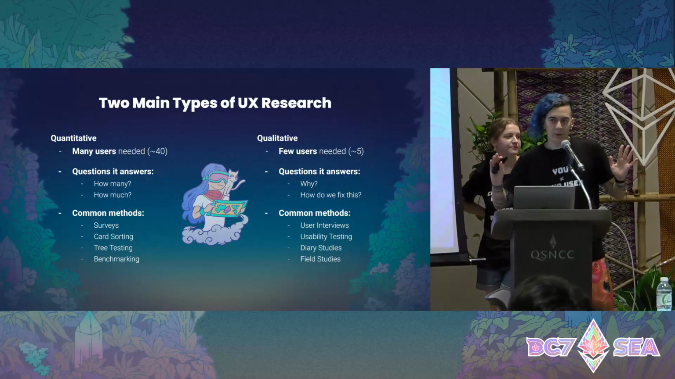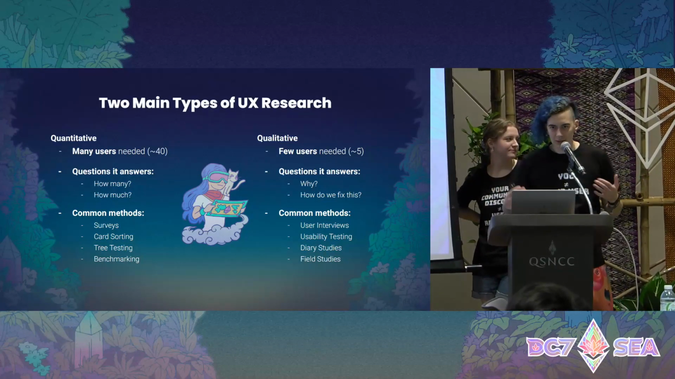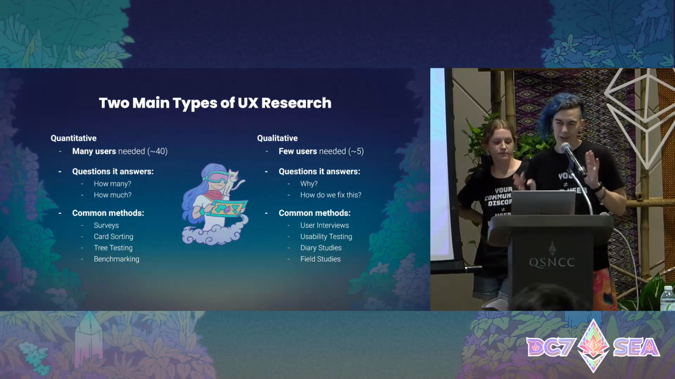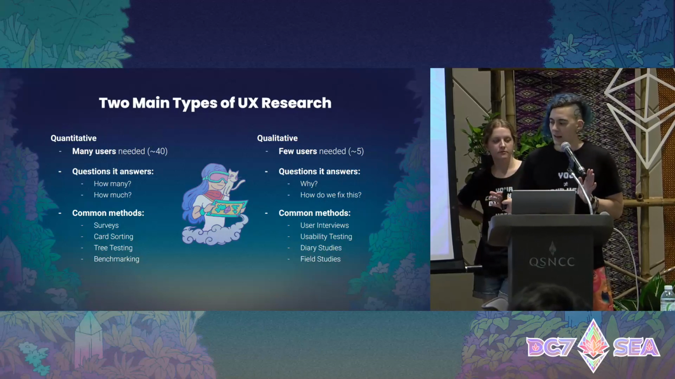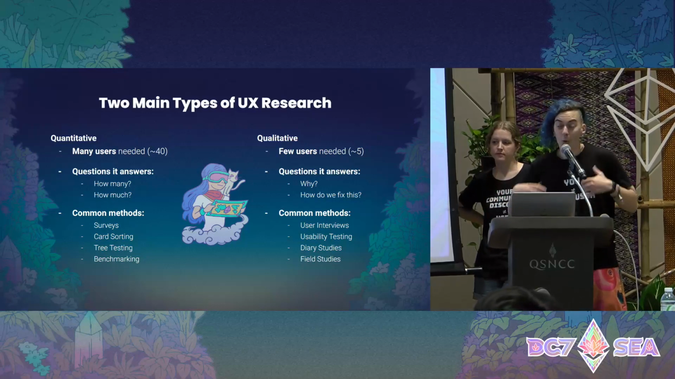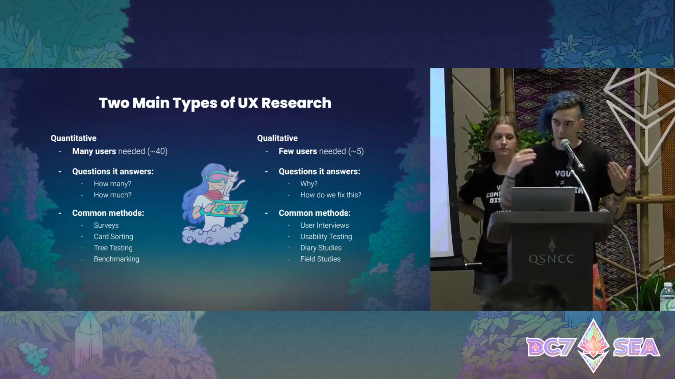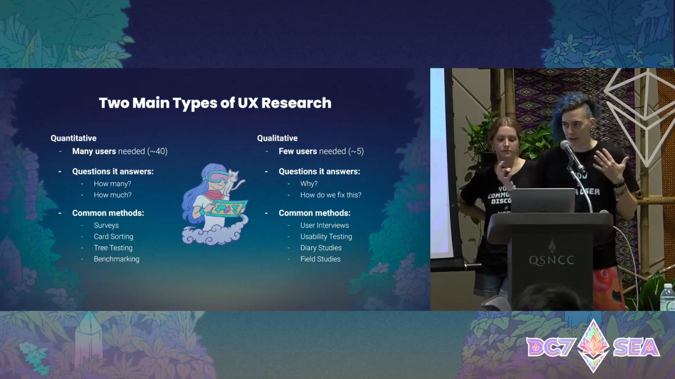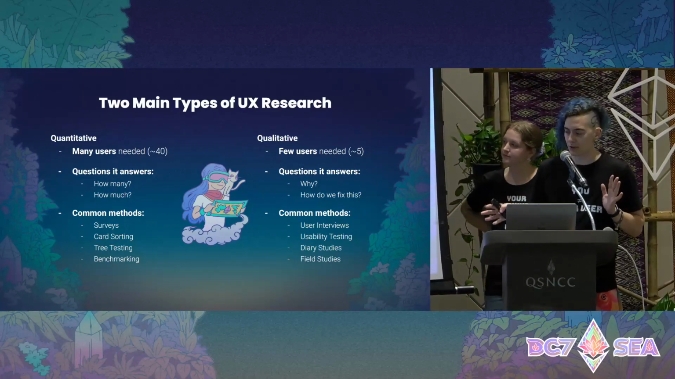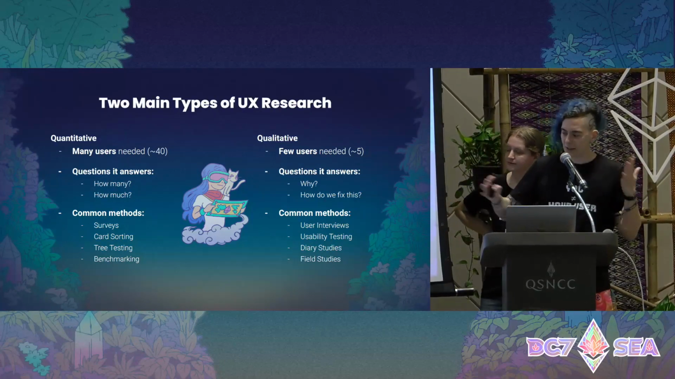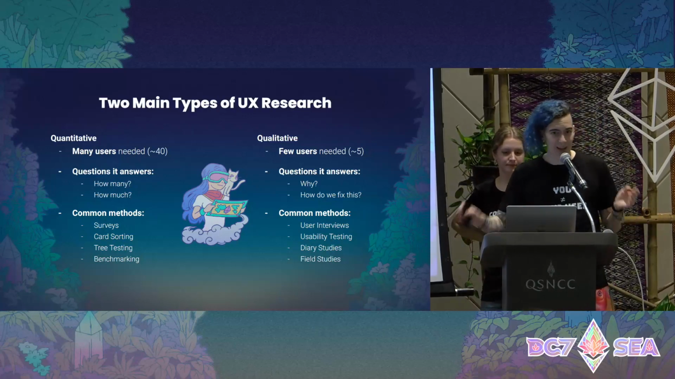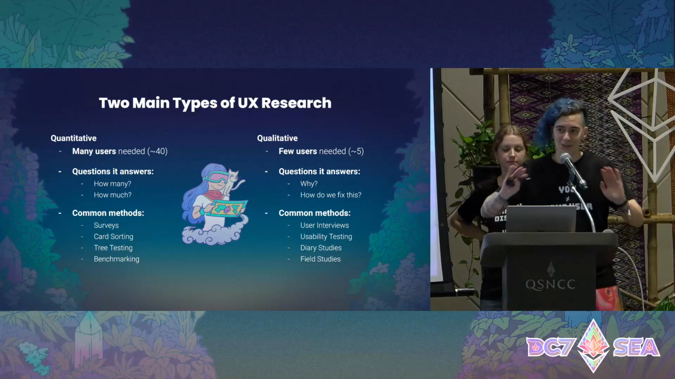For quantitative, you usually need more users for it to be statistically significant. 40 is about how many you need, for example, for a survey to be valid. And this can tell you how many people are having a certain problem, how much of a problem it is. So if you want to quantify certain facts that you already know a little bit about, that's a good type of method to choose. There are many ways you can do quantitative research: surveys, card sorting, tree testing, benchmarking. If you have no idea what these words mean, don't worry.